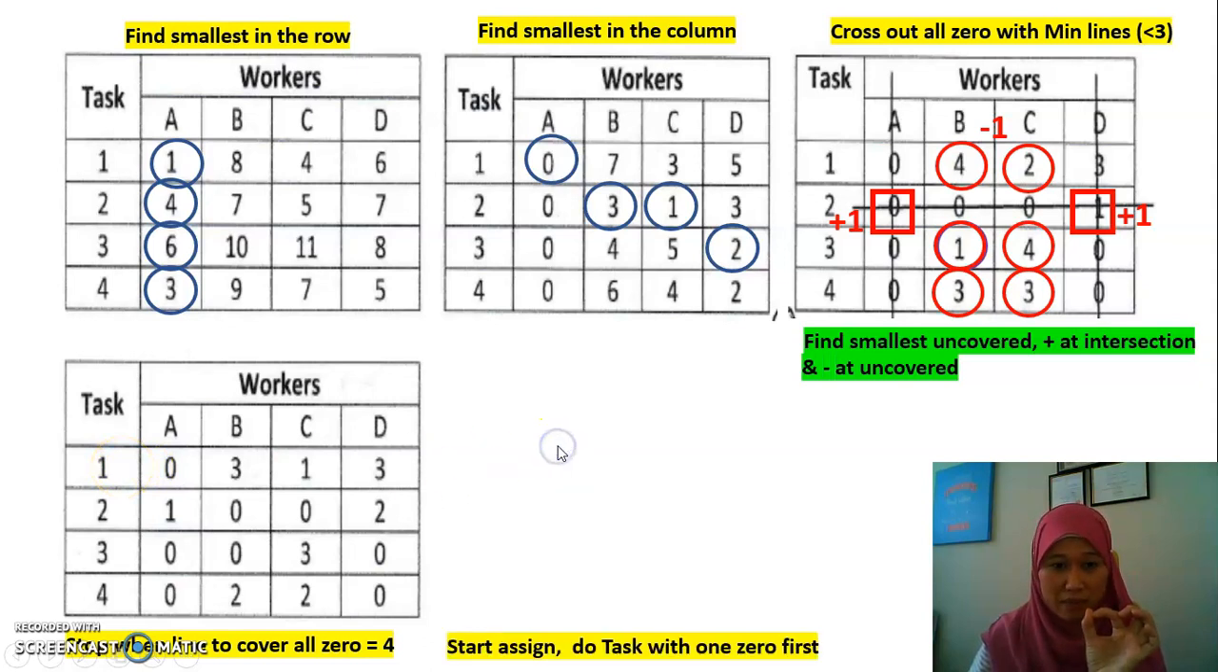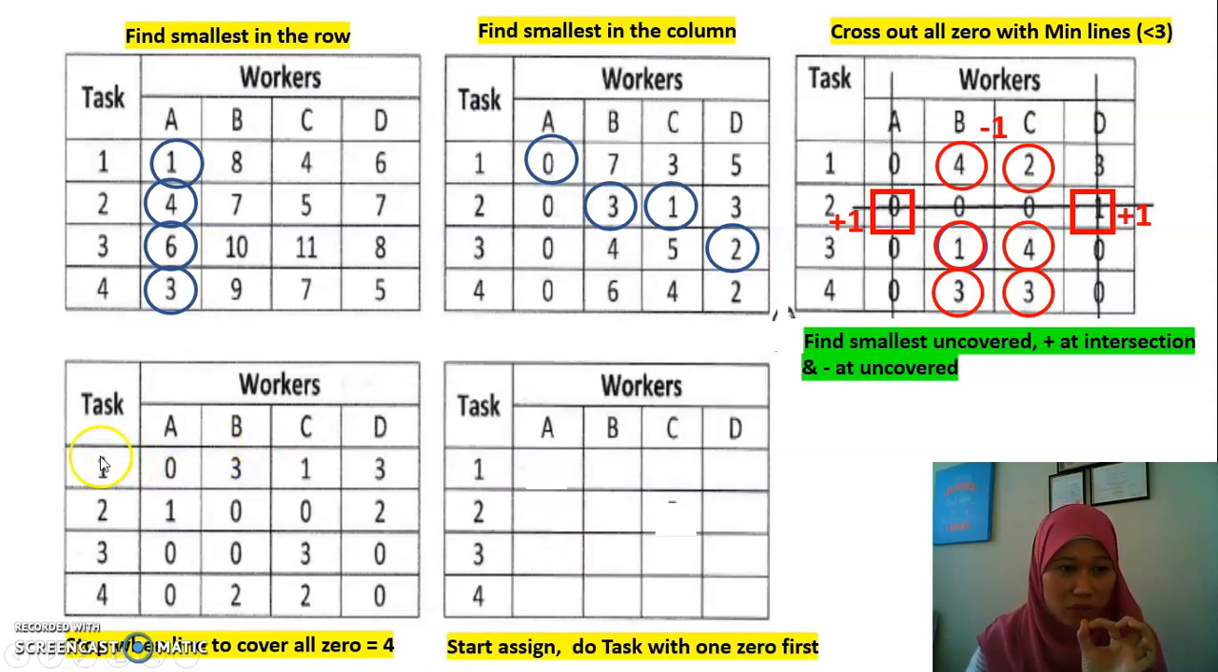So I make another table here. For task 1, it's easy because I know this is the only zero. So I put an X here. Task 1 will partner with worker A. Next, which one has a single zero? Okay, no more single zero. But remember, when you have assigned tasks and workers, they are no longer valid.